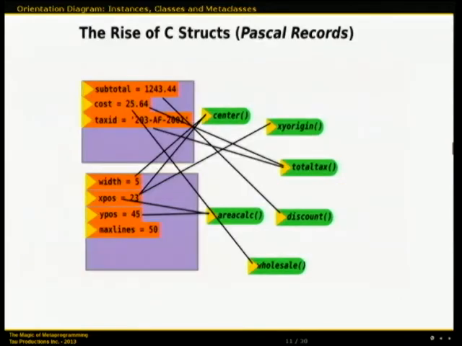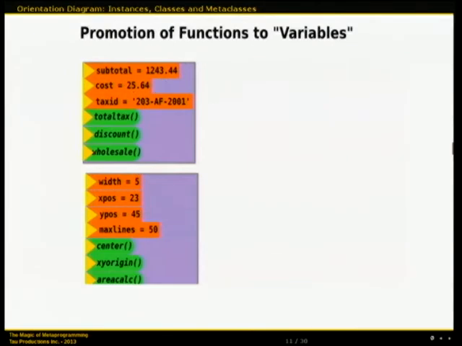So we decided to group them. So you started to have the rise of the C structs, or Pascal records, if you recall that. We would group the variables into little namespaces, but we didn't group the functions at that stage. The functions would reach out and touch these various structs and reach these variables. And that was good. But we wanted to go a little further, so we actually promoted the functions to actual variables and placed them inside these namespaces, as in C++ and others. And so now the things are nice and tidy.